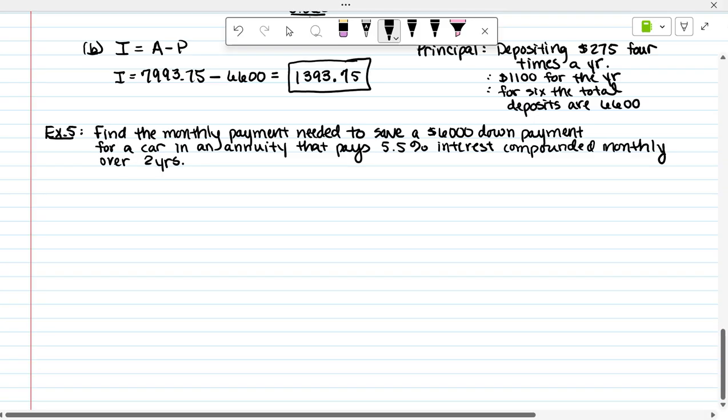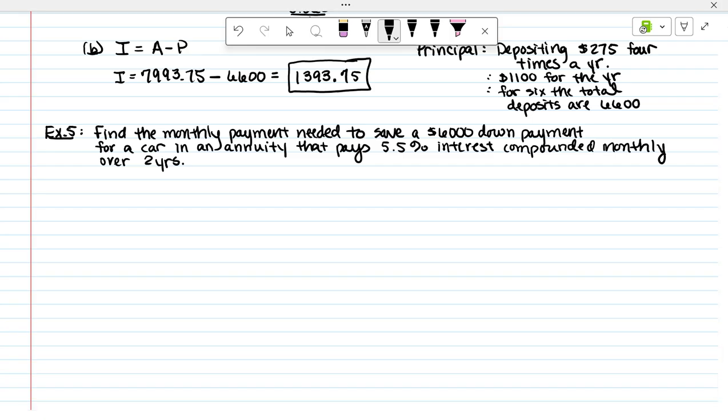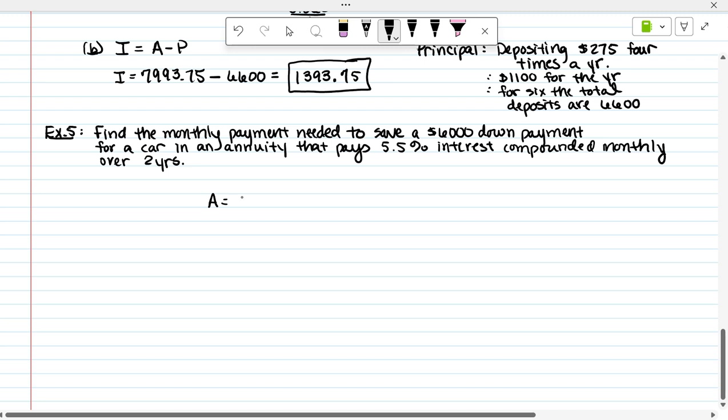Okay, so this one's a little different. It's not asking me for my future value. It wants the monthly payment. Which one of those letters in our annuity formula goes with the monthly payment? Which one do you think, guys?